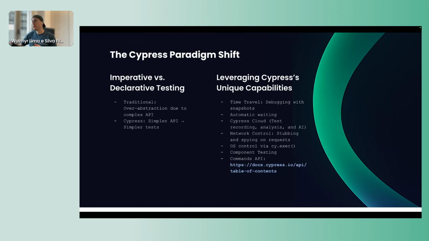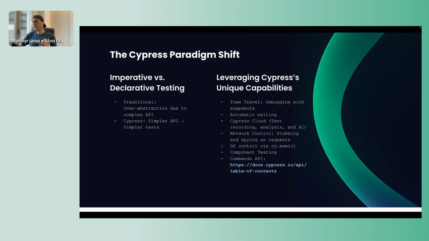We have network control, where we can stub and spy on what is going on in the network layer. We even have operating system control via the cy.task command, which allows us to run things from the operating system environment directly. Cypress started as an end-to-end testing tool, but now it allows us to write isolated component tests for front-end applications that are using modern frameworks like React, Angular, Vite, Vue.js, and that kind of stuff.